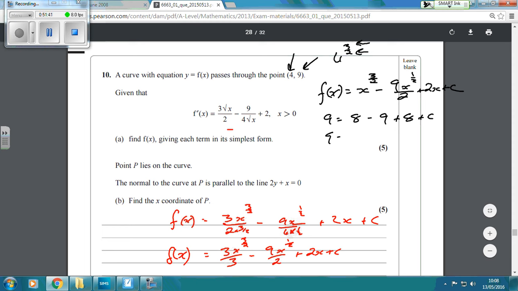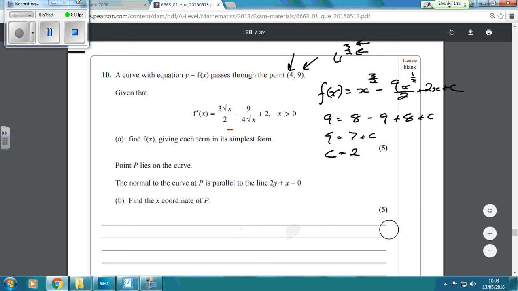So we've got 9 equals... oh, sorry, it's 7, isn't it? Sorry, my fault. 7 plus c. So c is going to equal 2. So then what we do is we rewrite our equation again, just replacing c with 2. So f of x equals x to the power of 3 over 2 minus 9x to the power of a half over 2 plus 2x plus 2.